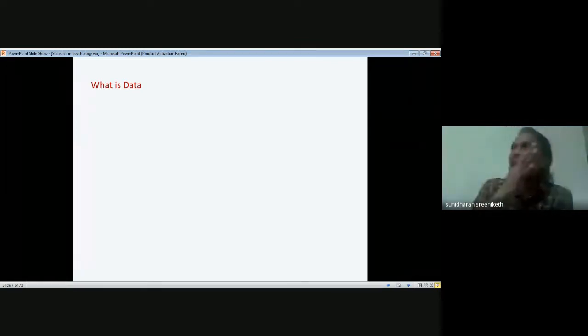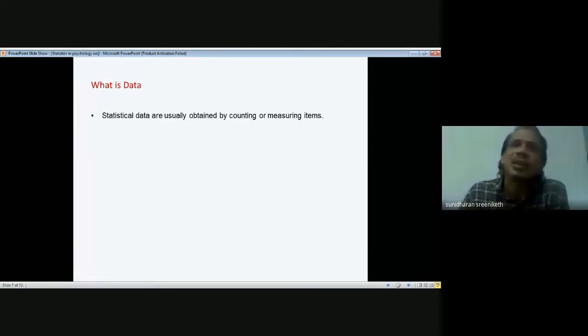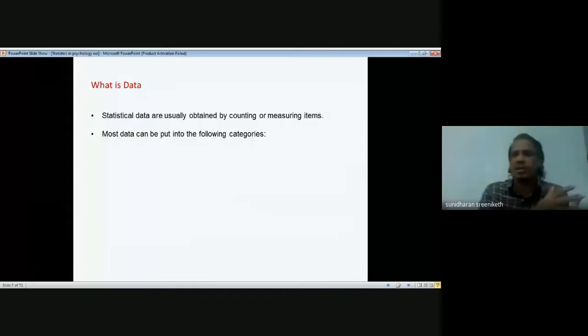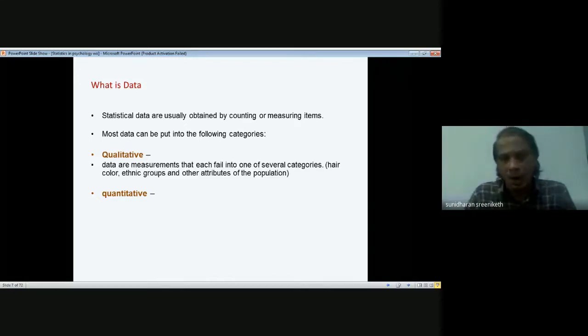So far we have discussed the information regarding the data. Now let us discuss what data is. As we discussed, data means any kind of information, and statistical data are usually obtained by counting or measuring some item in terms of its quantity or quality. Most data or information that psychologists use can be put into the following categories: data can mainly be divided into quantitative data and qualitative data. So the information the psychologist collects as part of his profession can be classified into qualitative data and quantitative data.